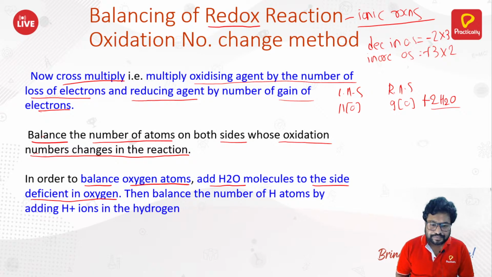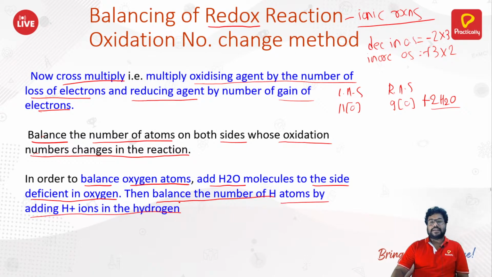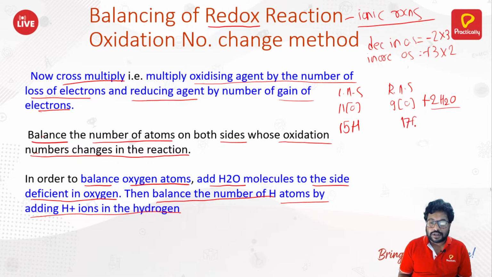Okay, that is why the side which is deficient in oxygen should be added the number of oxygen atoms on that side. Then lastly, balance the number of hydrogen atoms by adding H plus ions. That means whichever side is deficient in hydrogen, let's take an example again. Suppose on the LHS you have 15 hydrogen in all compounds, and on the RHS you have 17 hydrogen. That means on the LHS you are short of 2 hydrogen. Then you need to add 2 H plus on the left hand side.